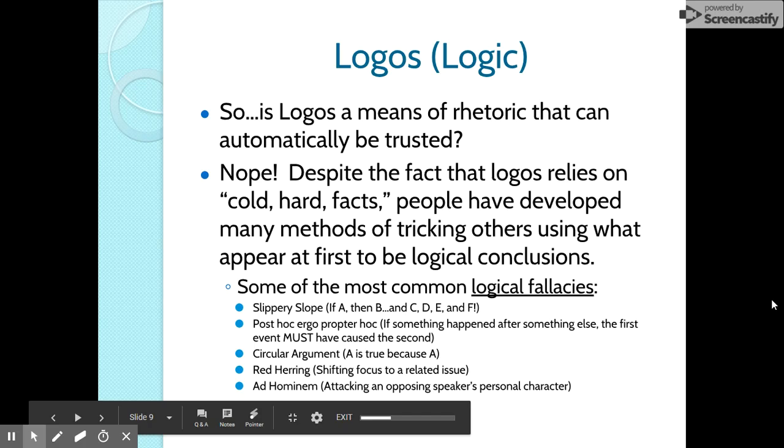So if a writer is using logos, that must mean that they can be trusted, right? Wrong. Despite the fact that logos relies on cold hard facts, people have developed many methods of tricking other people using what appears at first to be logical conclusions. Some of these are called logical fallacies. Everything from a slippery slope, which is the type of logical fallacy that says, if A happens, then B will happen, and we might as well let C and D and E and F happen. Or circular arguments. A is true because A is true.